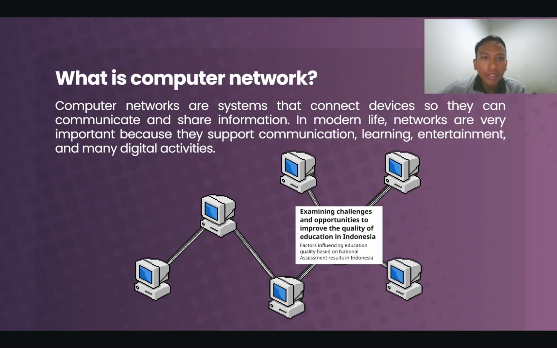Next, there is computer network. Before we were talking about communication. Now we talk about the computer network. Computer networks are systems that connect devices so they can communicate and share information. In modern life, networks are very important because they support communication, learning, entertainment, and many digital activities.